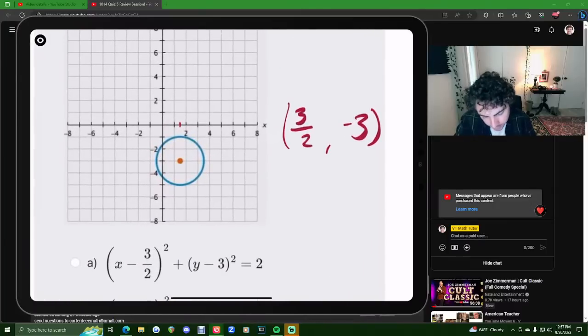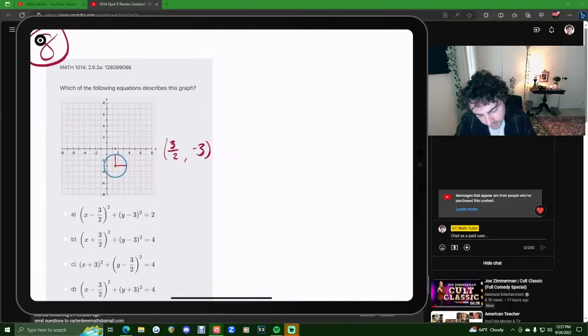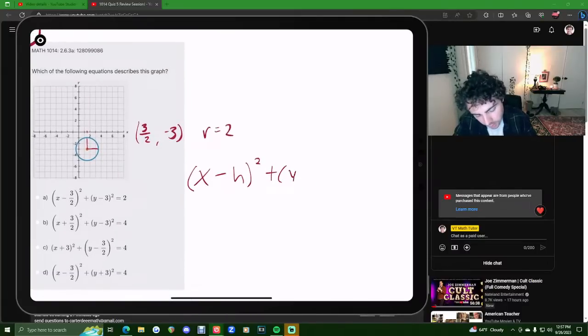And considering the circle, what's its radius? How far out are we going from the center to any edge of the circle? Just looking at the vertical change there, it's going from -3 to -1, so that's a radius of 2. So radius of 2. With this in mind, I'm going to give you the equation for a circle. X minus h squared plus y minus k squared equals the radius squared.